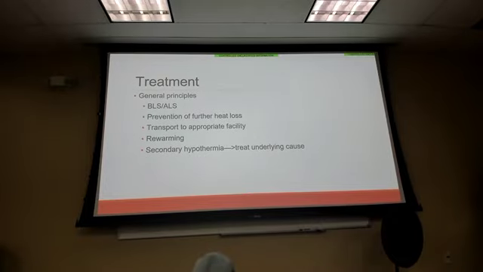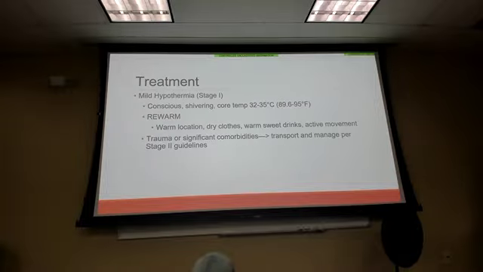So a lot of our treatment is just our ACLS type treatment or basic life support treatment for these patients. If they presented hypothermic, we want to start rewarming them and prevent any further heat loss, and then figure out what the cause is. So is this secondary or primary hypothermia? But here's how they present and the treatment for the different stages.